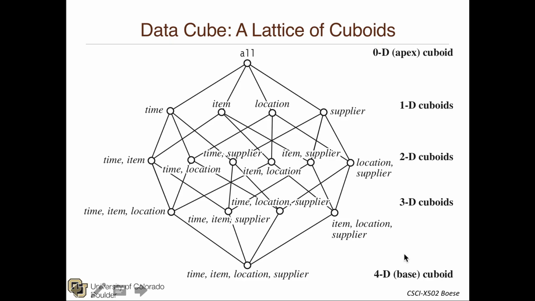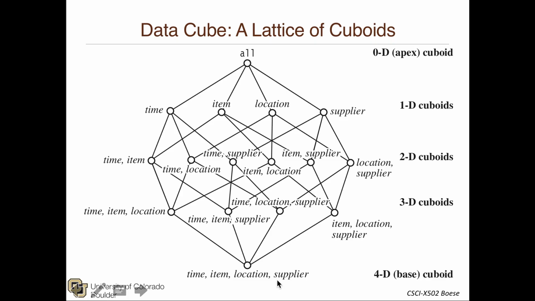So with our data cube, we can look at it as a lattice of cuboids. When we look at the attributes or dimensions that we have, let's look at the bottom here: time, item, location, supplier. Those are our four attributes. At the four-dimensional base cuboid, we're specifying values for each of these four attributes: time, yesterday; item, the cell phone, the iPhone; location, Denver; and the supplier, Apple. So we're specifying the very specifics for all four attribute dimensions.